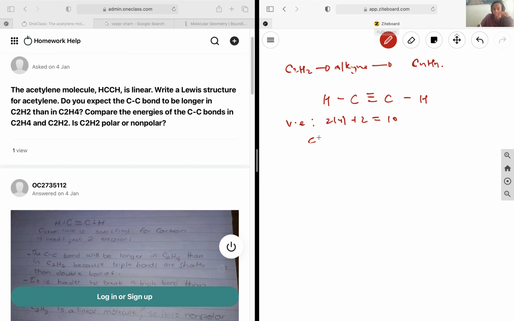Formal charges. On carbon, you would have 4 minus 4, which is 0. And on hydrogen, you would have 1 minus 1, which would give us a 0. So everything is happy this way, and this is going to be our Lewis structure.